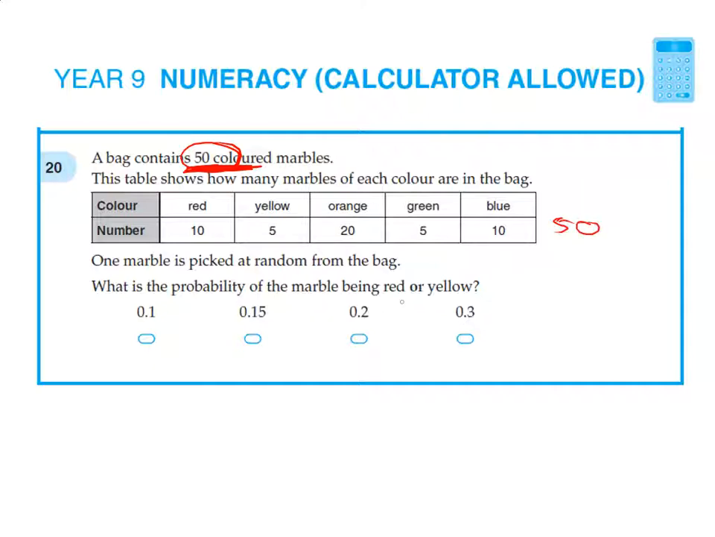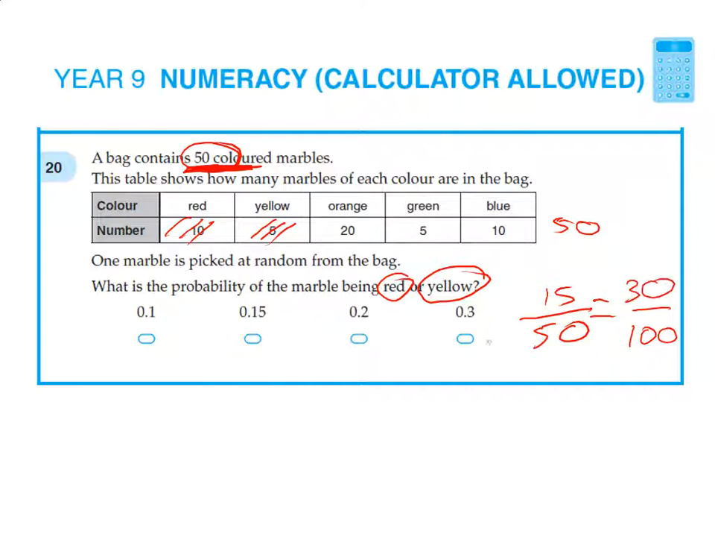Now, there's just one marble selected. So you want either red or yellow. So red is 10, yellow is 15. Wait, so the chance of getting a red or yellow is 25 out of 50. Or you can just calculate 15 divided by 50, and that will give you the answer. But if I scale up to 100, that gives me 30. 30 over 100 is 0.3. That is your answer.